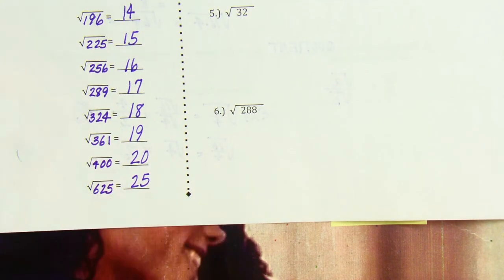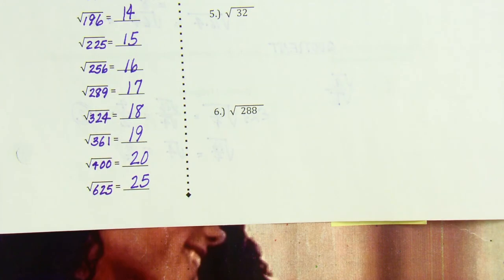So it would behoove you to memorize those squares. It's going to make the task of simplifying radicals so much easier because you'll be able to recognize certain numbers as perfect squares.